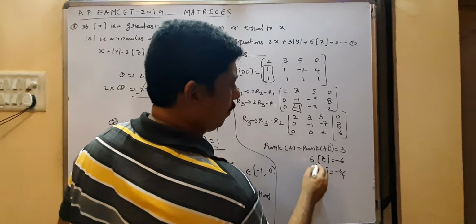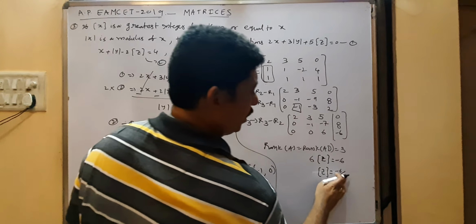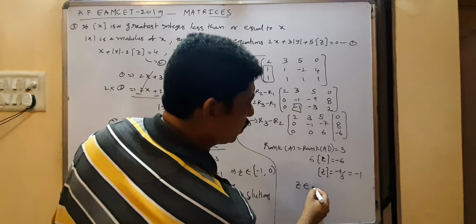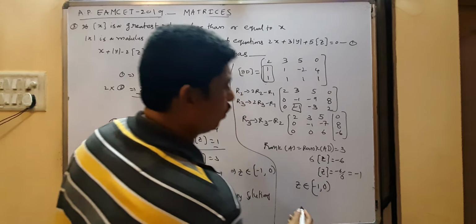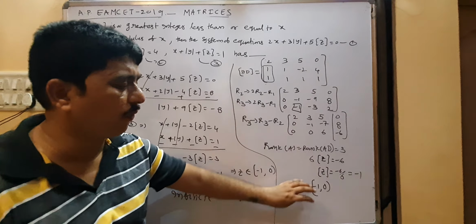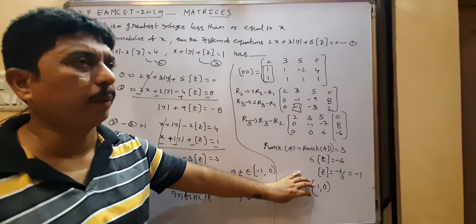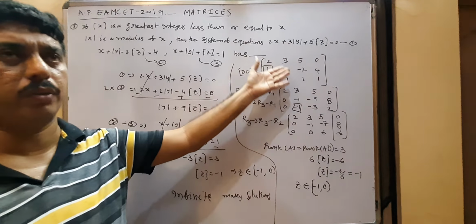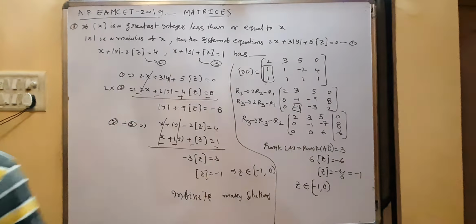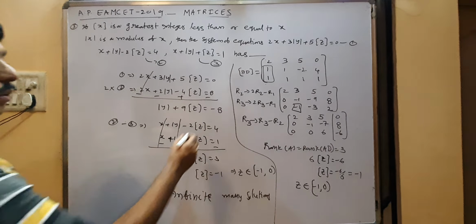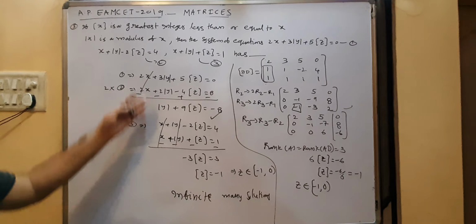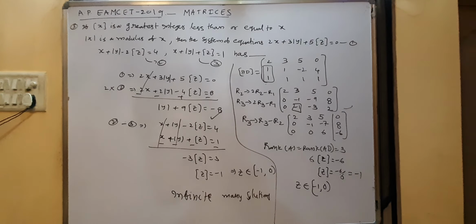So the system gives [z] = -1, that is, [z] = -1 means z belongs to [-1, 0). You can use either the solving method or the matrix method. So we have infinitely many z values, hence infinitely many y values and infinitely many x values. So there are infinitely many solutions. You can follow this method or that method; it is your choice. This is the matrix method, and the first one was the method of solving the equations.